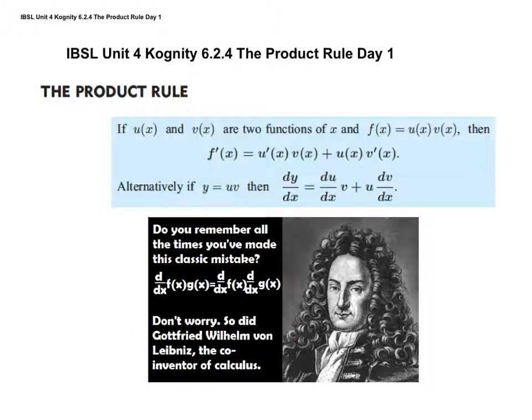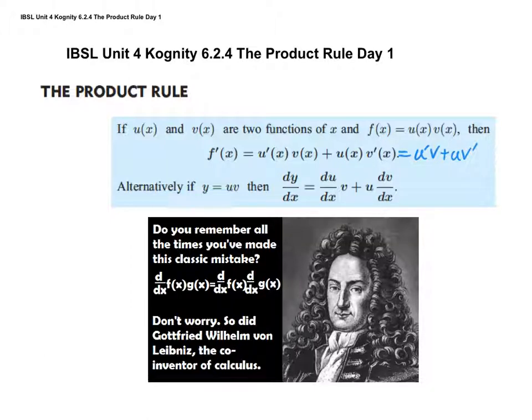It may be a little bit easier to remember if you simply write it without the of x's parts. It's u prime v plus uv prime. Kind of rolls off the tongue a little easier. Also, we have this notation using the differential notation here. dy dx would be du dx times v plus u times dv dx. So just the same thing in different notation.